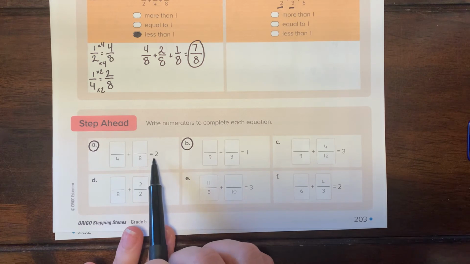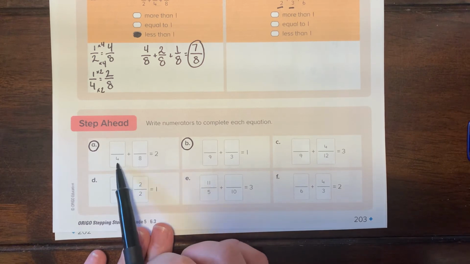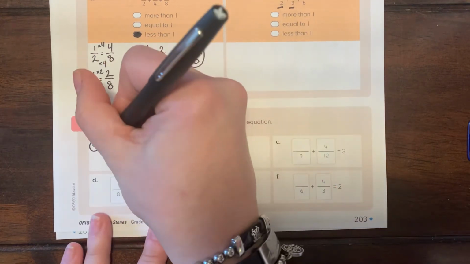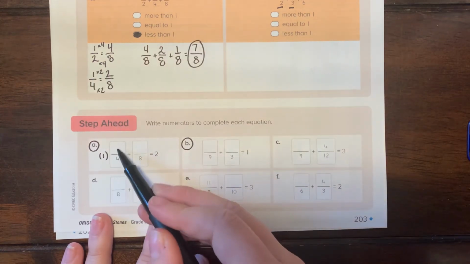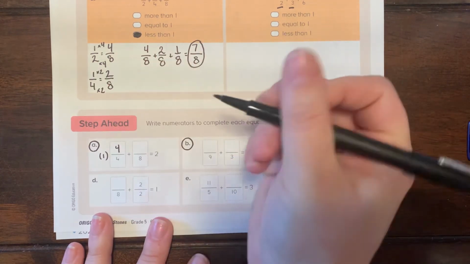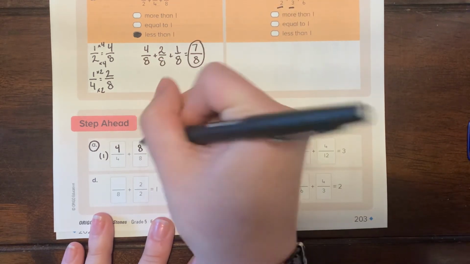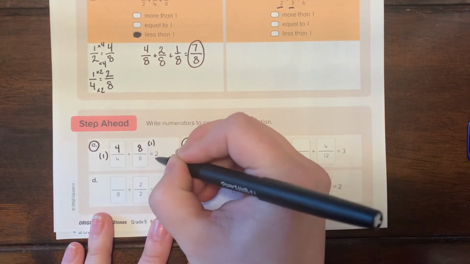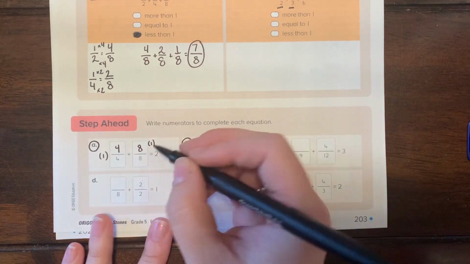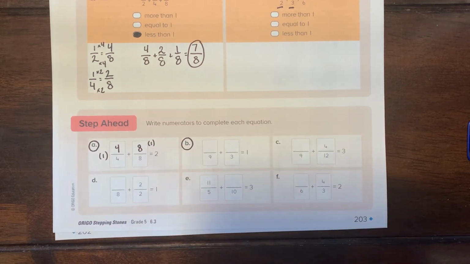Let's see. I think I'm going to do this one to be 1. And I know that to get a whole, to get 1, I need to have a 4 over there because that'll equal 1. And then for this one, I think I'll also make it a 1. So I'll put an 8 over there. So now I know that 1 plus 1 equals 2. So those are my 2 answers. Now, if your answers are different, that's totally fine.